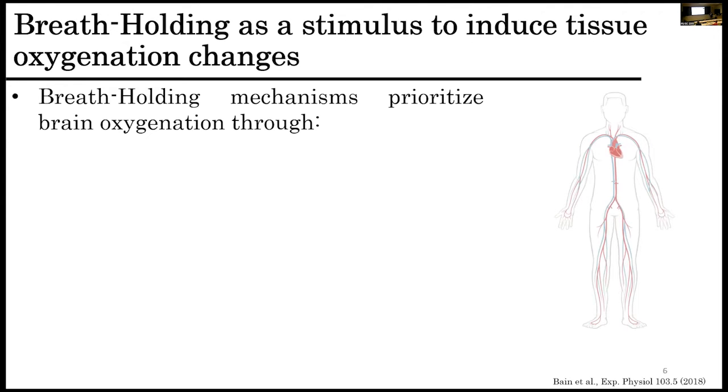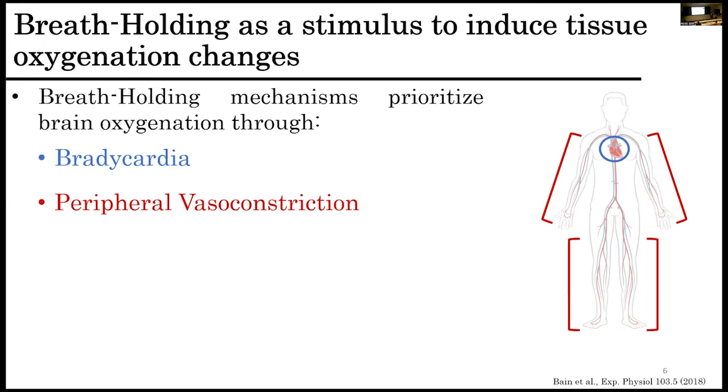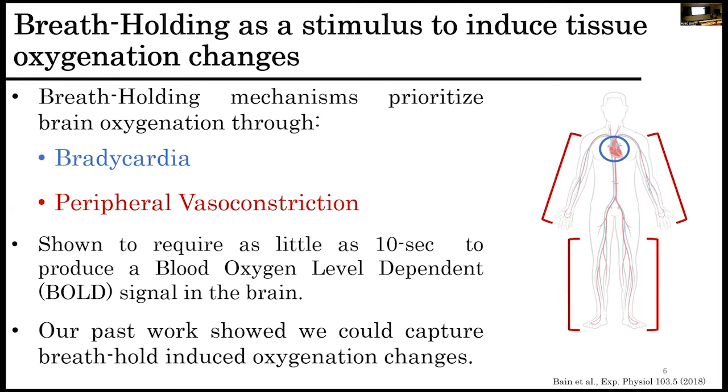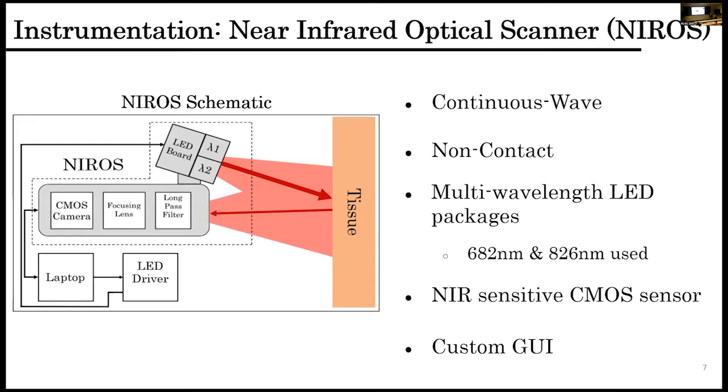Moving on to study 1, we utilize breath holding as a stimulus to induce tissue oxygenation changes because the breath holding mechanism prioritizes brain oxygenation through 2 very useful means: bradycardia of the heart and peripheral vasoconstriction of the limbs. In literature, it's been shown to require as little as 10 seconds to produce a BOLD, or blood oxygen level dependent, signal in the brain. And in our own past work, we show that we capture breath hold-induced oxygenation changes.